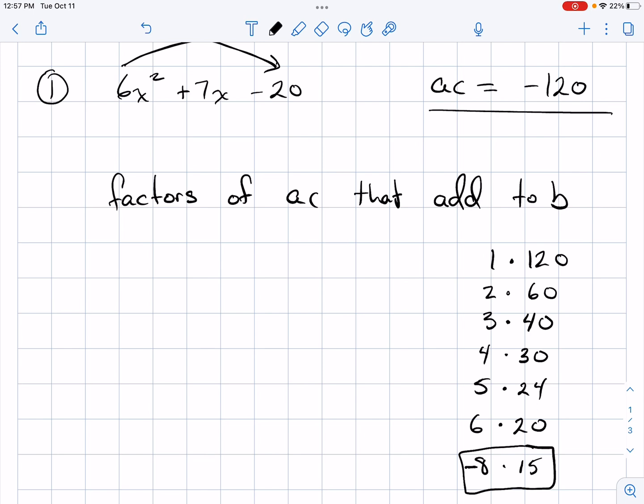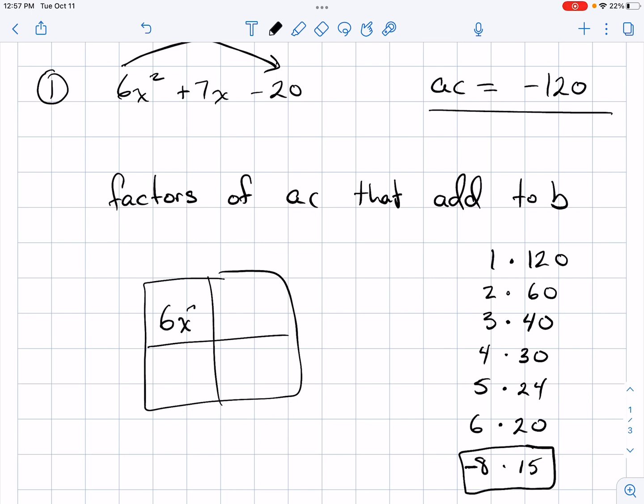Then we draw our box. The first term always goes top left. The last term always goes bottom right. And our two factors go in the diagonal. It doesn't matter which one they go in, and they get the variable. One of them is negative 8x, the other one's 15x.